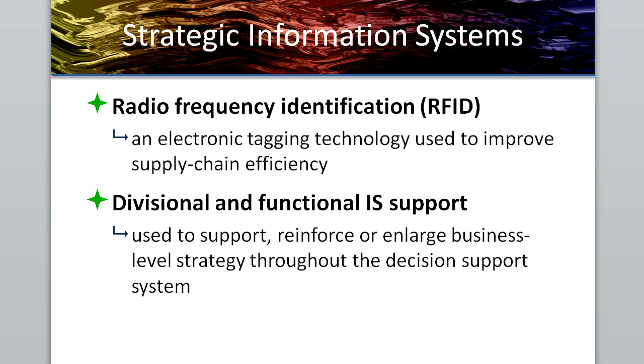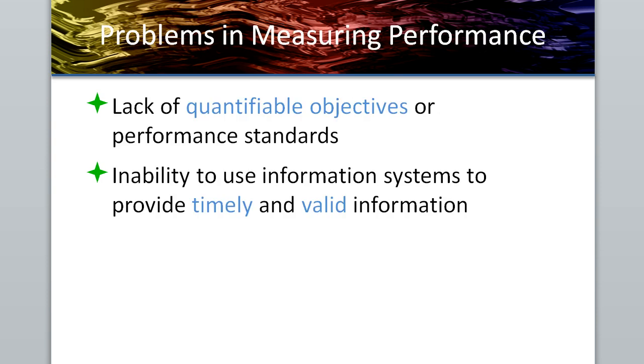Okay, divisional and functional IS support. So information systems can be a group or division in the company that helps reinforce business strategy through collection, organization, and processing of business information. So you want to have divisional and also functional IT support or information system support to help utilize and collect information and display it in usable reporting or analysis methods.